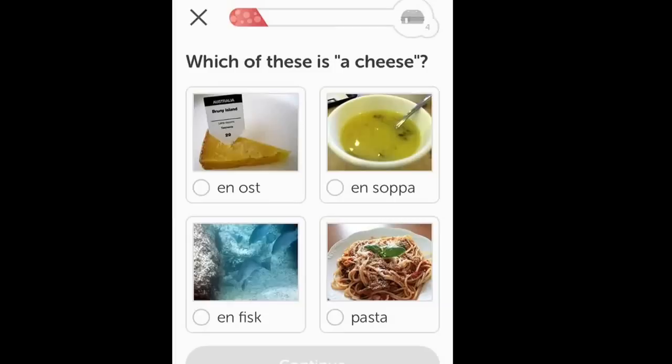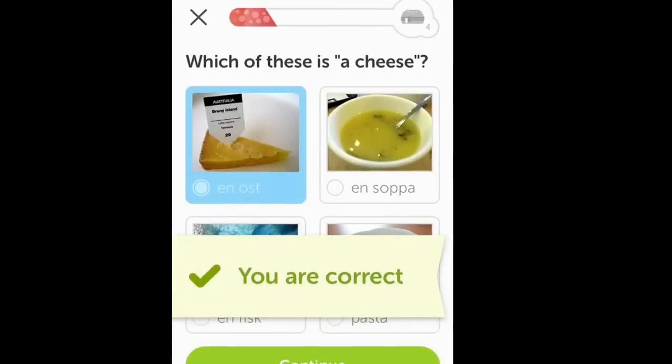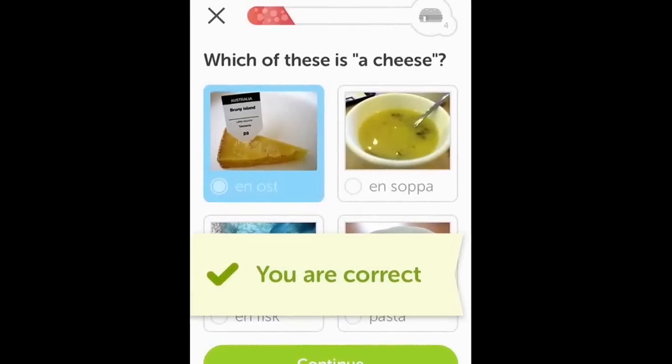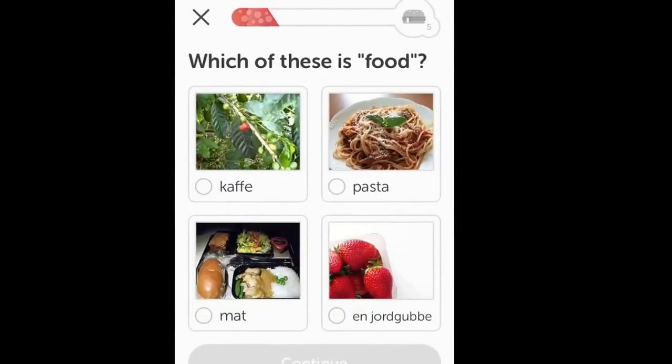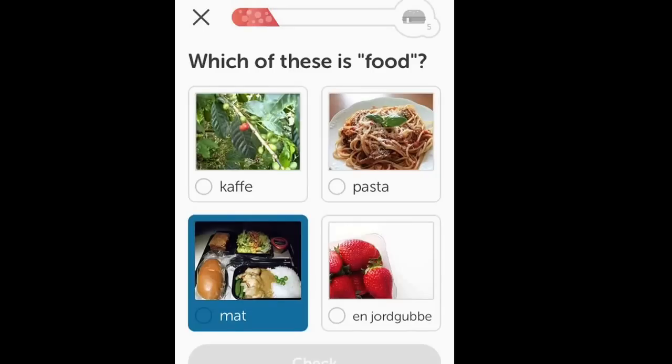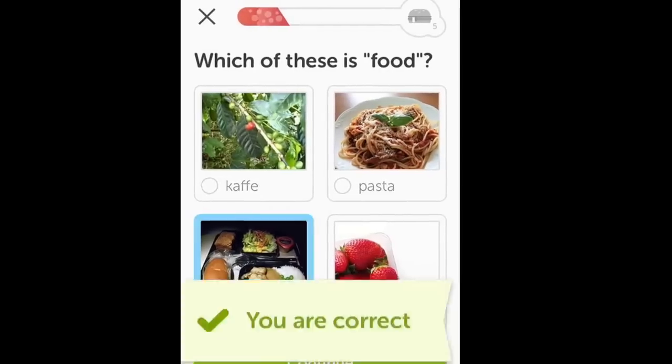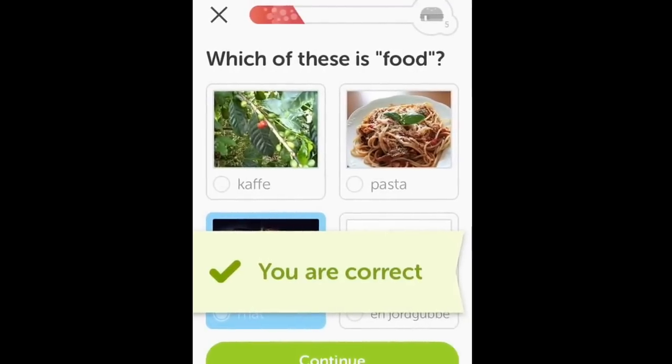Which of these is a cheese? It's easy to identify these, you know, you've got pictures. En ost. Yeah. Which of these is food? This one. Mat. Yeah.